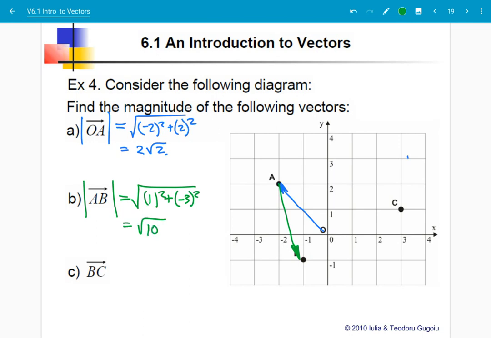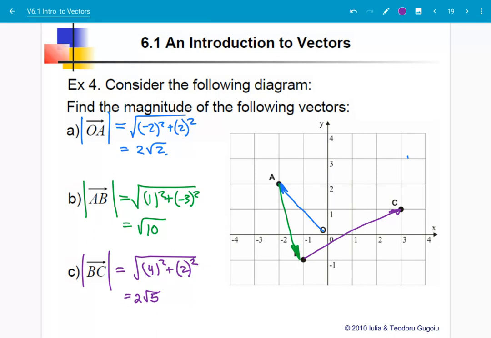B to C, obscured the letter a little bit. That's that one down there. B to C. The magnitude of B to C is the square root of delta x squared, which in this case is 4, and delta y squared is 2. That's 16 plus 4 is 20, 2 root 5 units.